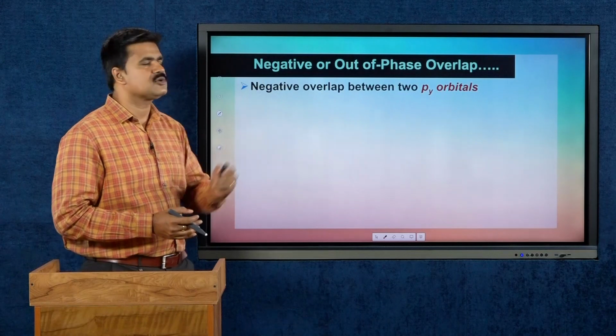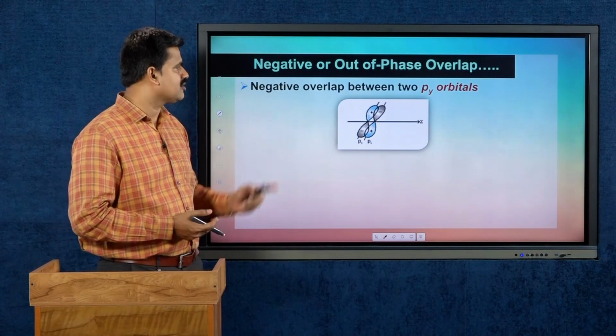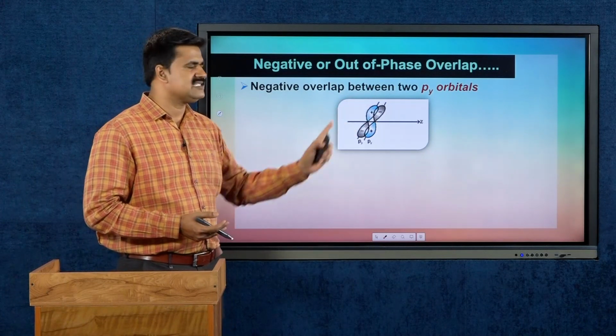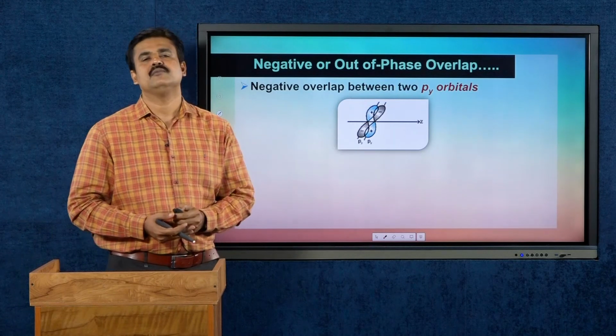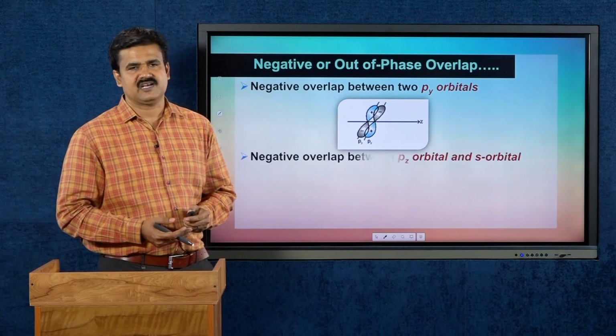Now, this is the pictorial representation of negative overlap between two py orbitals. Here, the positive part overlaps with the negative lobe and vice versa, the negative lobe overlaps with the positive lobe. So, this is also out of phase or negative overlap.